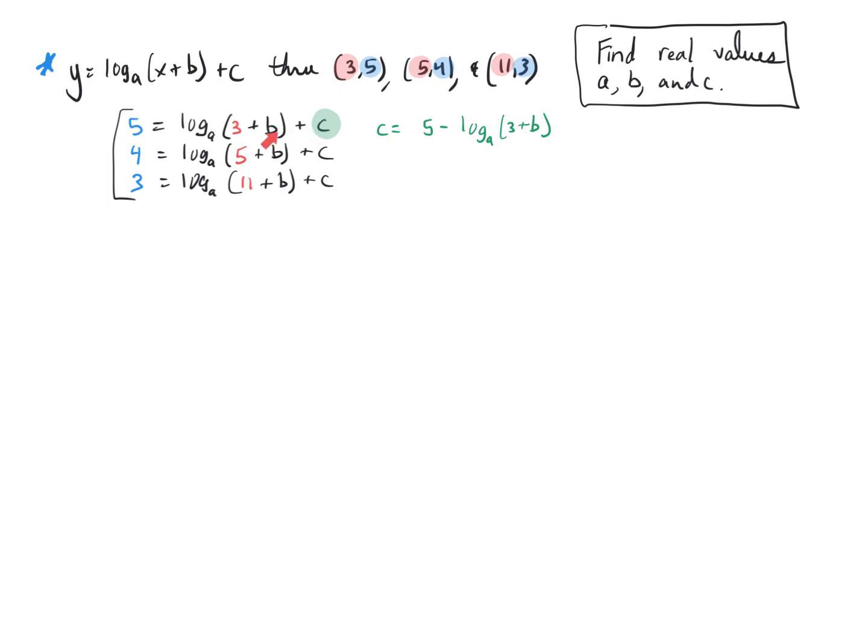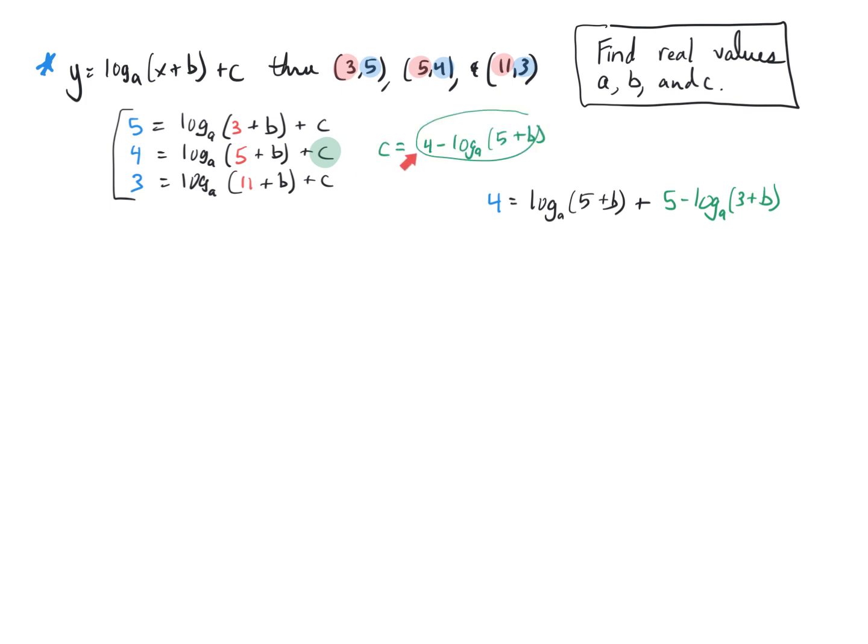Next, I solved for this variable c and substituted it into the second equation. We substitute it right here, so the new equation is that. Then, I'll solve this equation for c and substitute that expression into this equation here. That means we'll have 3 equals this log plus that expression. Well, now we have a new system of equations, and we've reduced our system from one of 3 variables to one of 2 variables. What should we do next?